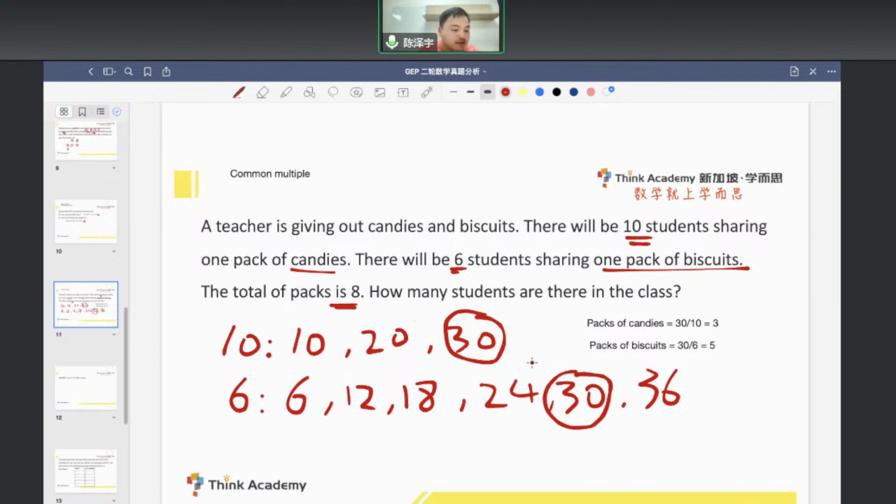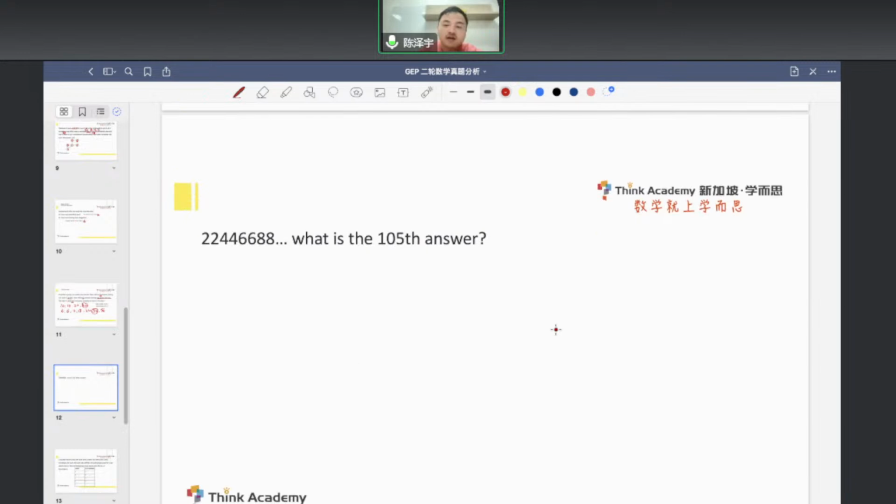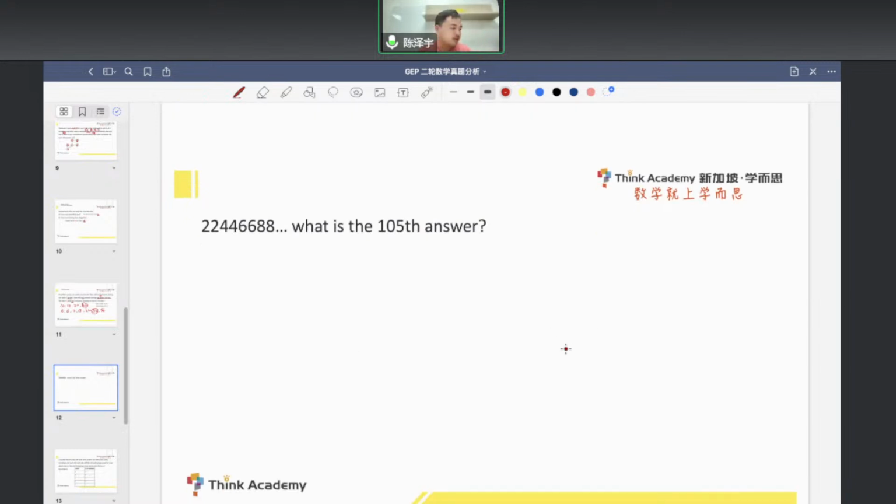I mixed up the sweets and biscuits. Don't worry. As I said, the question is based on the memory of students, so sometimes the wording can be a bit different, but the method to solve the question is the same. This question is testing us on common multiples. If you just list down the possibilities, you can solve this question easily. Then now we go to the next question.